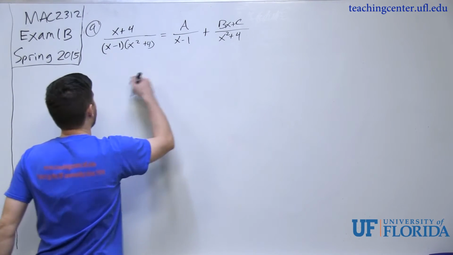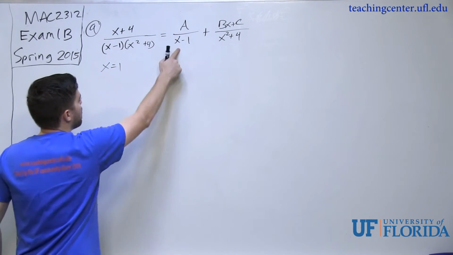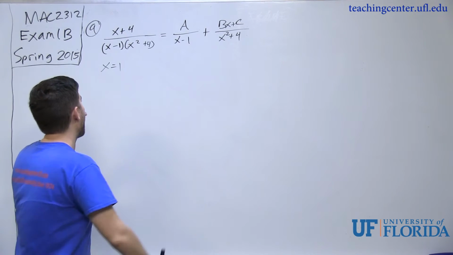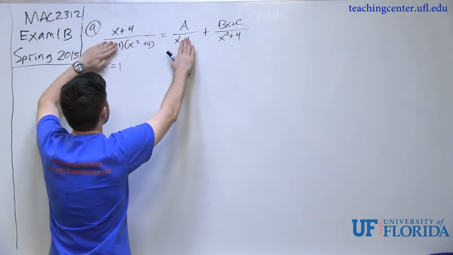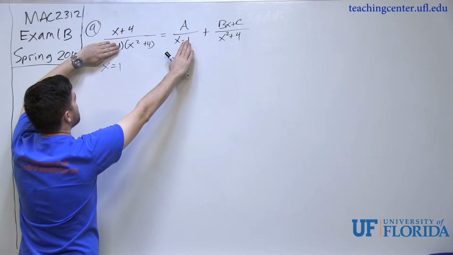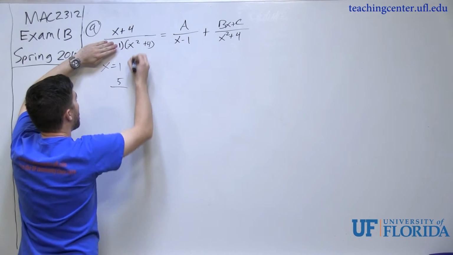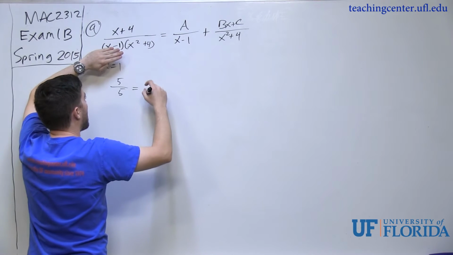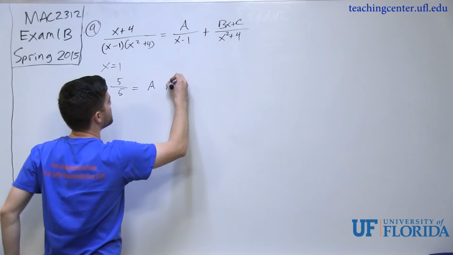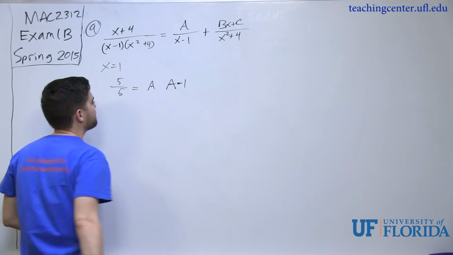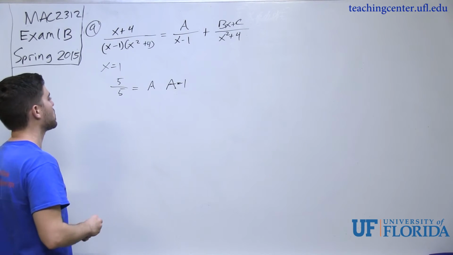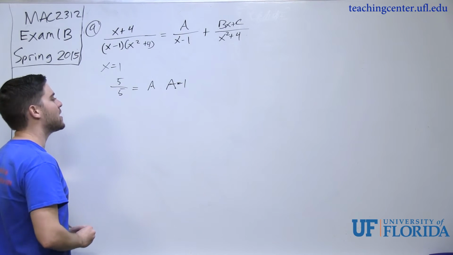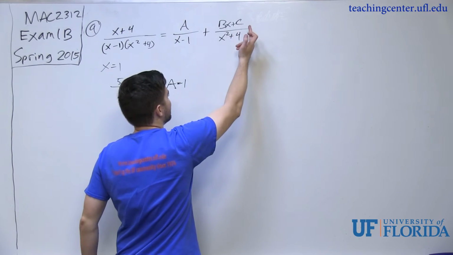By doing the cover-up method, I'm going to plug in x equals 1, that's the term that will cancel that out. By covering up this term and this term, if I plug in x equals 1, I end up with 5 over 5 is equal to a. So that tells me that a is equal to 1. Okay, cool. So now I know what a is, I just need to figure out what c is.